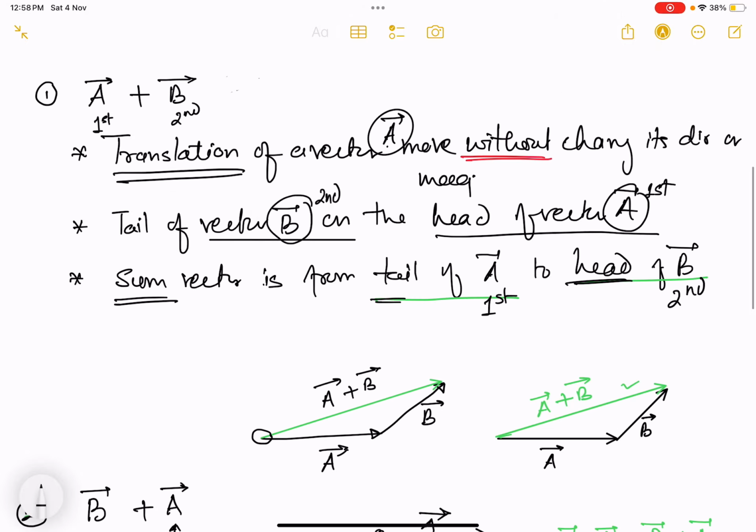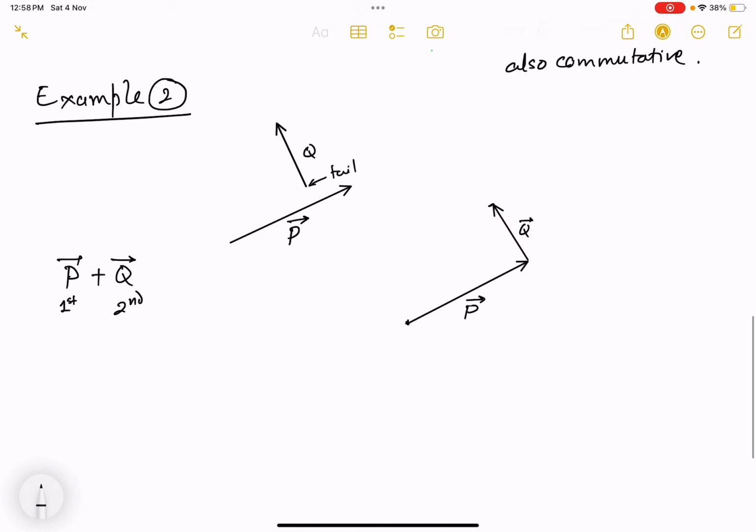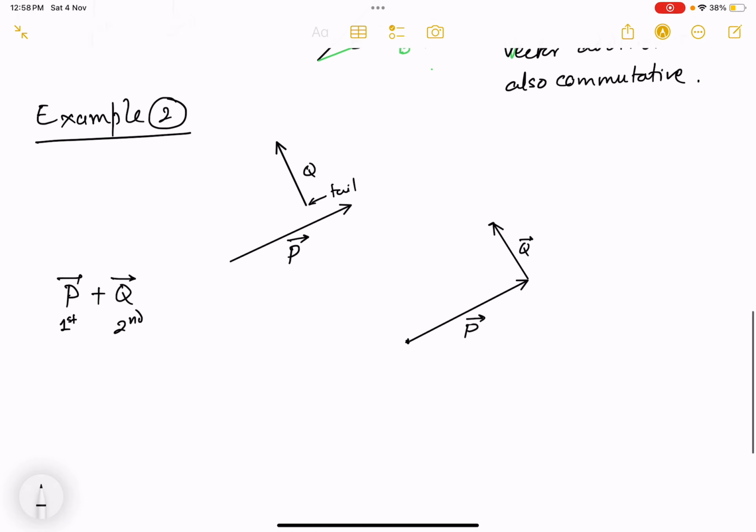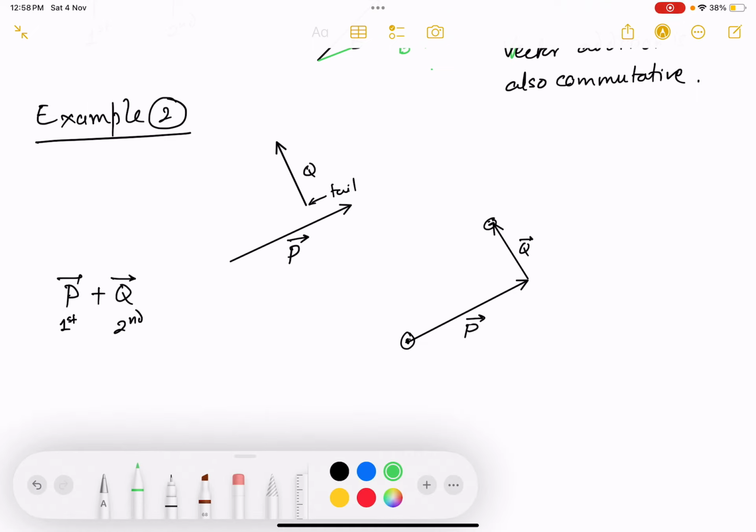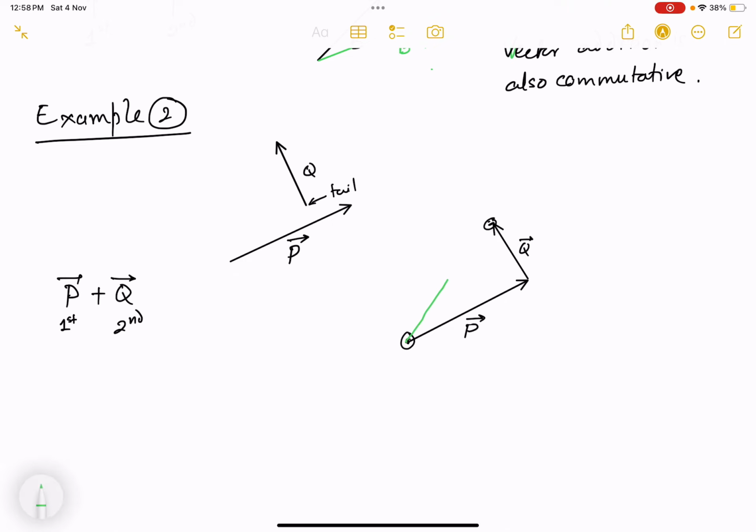Sum vector, go back and check. It is from the tail of first to the head of the second. So tail of first is this point. Head of the second is this point. So you have to draw a vector from tail of the first to the head of the second. So if you draw a vector from here to here, then this is going to be the sum vector.